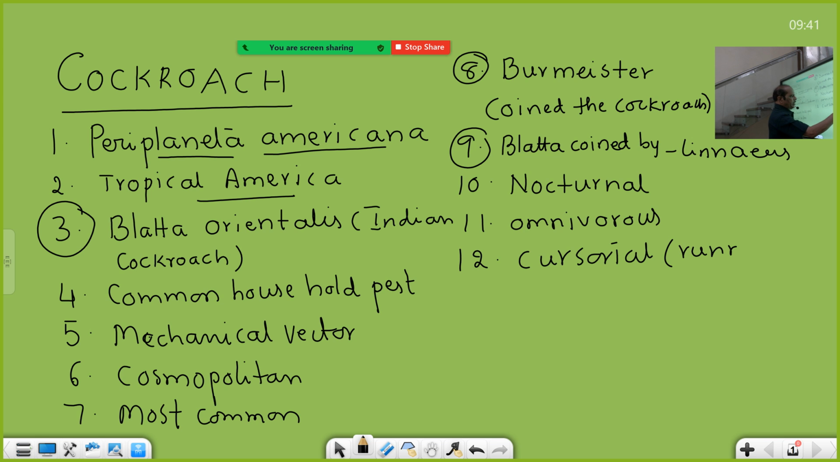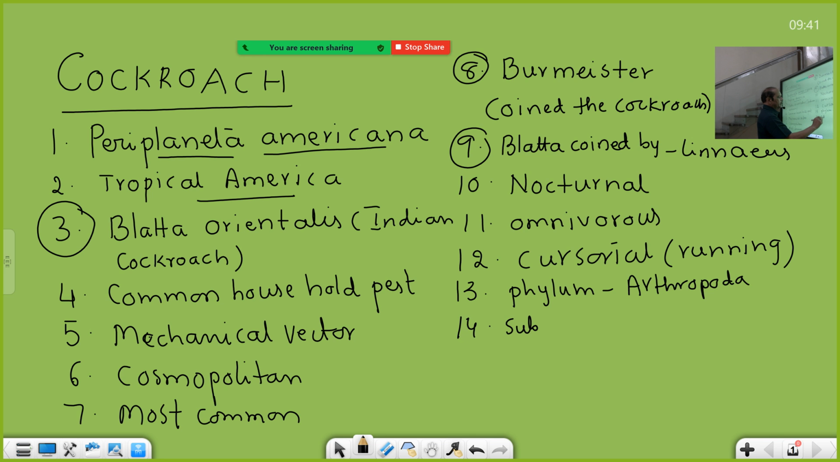So cursorial meaning, I am writing in the bracket. You take this. Meaning of cursorial is running. So with these terms, how can you describe the cockroach? Nocturnal omnivorous cursorial insect, because it is an insect. So the cockroach belongs to phylum Arthropoda, and subphylum, you all know. Do you remember the subphylum? Subphylum of cockroach is, what is that? Mandibulata. Insecta is the class name.